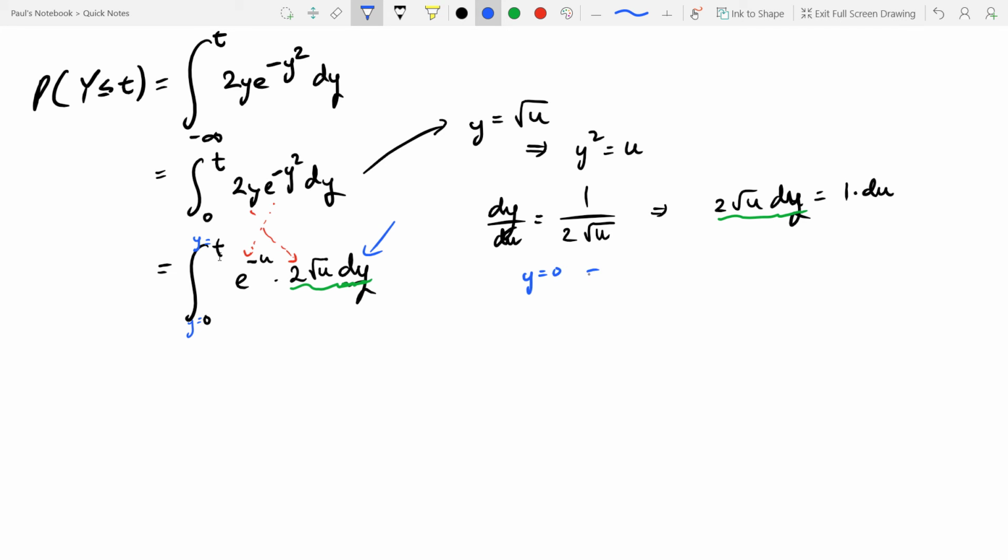So y is equal to 0 in terms of u would imply 0 squared, so u is equal to 0. And then t would imply that u is equal to t squared. So now we're going to write this part in full. It's going to be the integral sign, and then u is equal to 0. I like to write these equal signs here just to make it clear what bounds we're working with. And this is t squared, yeah.